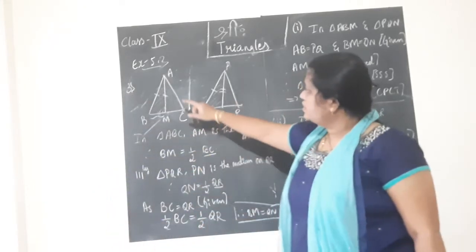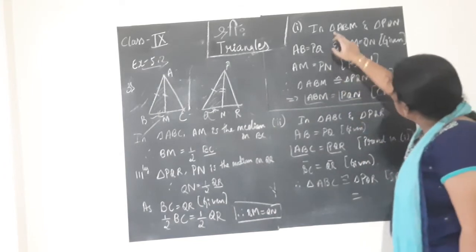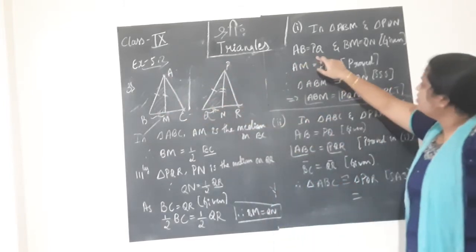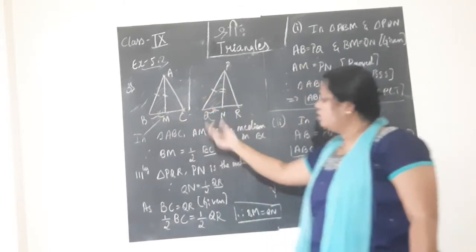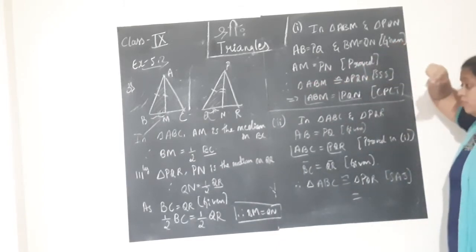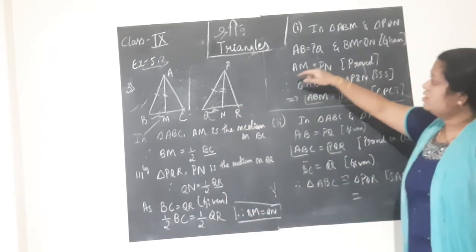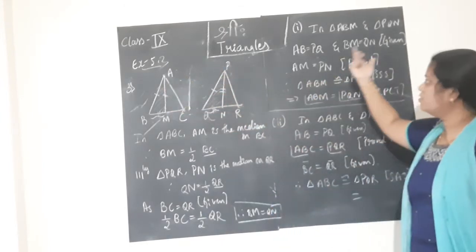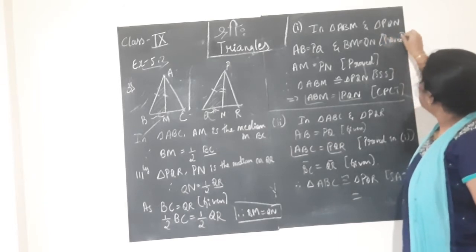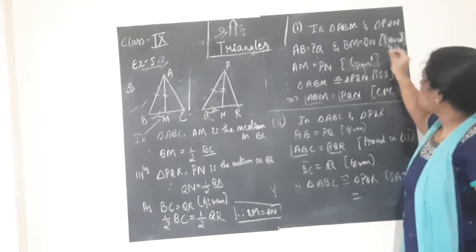As I said, in the first sub question we need to prove triangle ABM is congruent to triangle PQN. For that, children, in triangle ABM and triangle PQN, what all do we know? We know AB equals PQ, given. Then BM is equal to QN. Just now we proved it, so you write it is proved. With great difficulty we have proved it, so don't simply write given. AM is equal to PN. Why? Medians drawn are equal. It is given. So children, the reason here should be proved for this one, and given for the others.